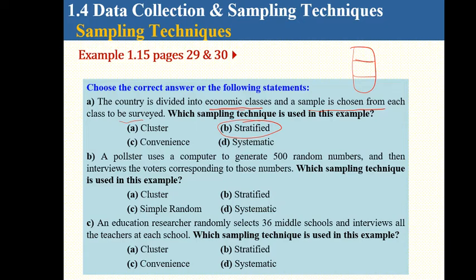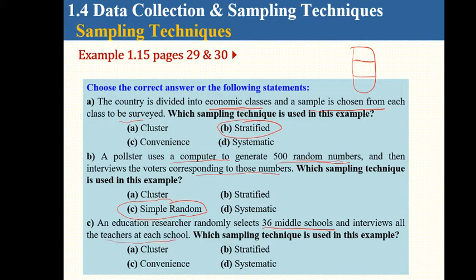A pollster uses a computer to generate 500 random numbers and interviews the voters corresponding to these numbers. So what type? It's like you're drawing numbers from a hat or a bag, but you let a computer do it. 500 random numbers from the population. So what is this? This is simple random sampling.